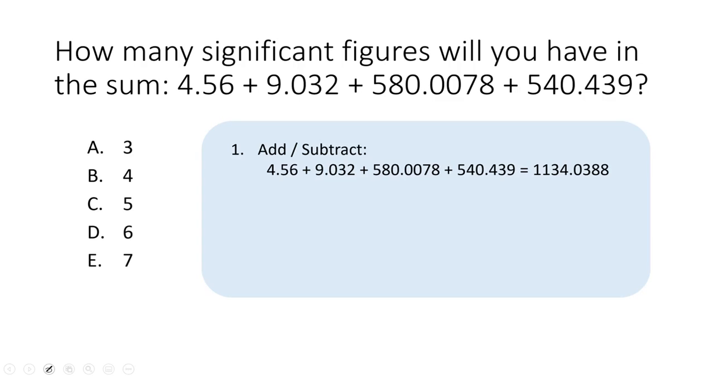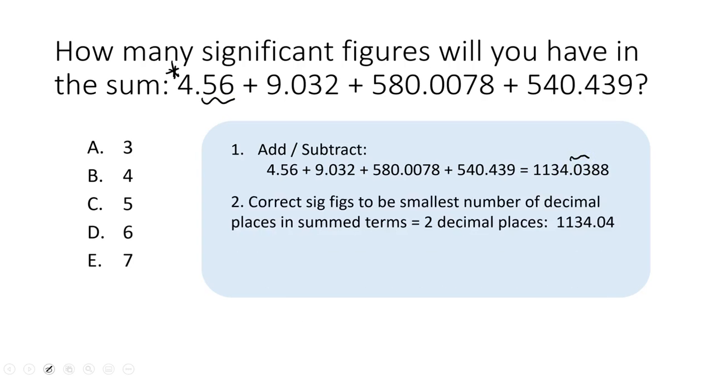So 1,134.0388. All right, and so now I want to round that to the appropriate decimal place. I'm going to do that by looking at the terms in my sum. Which one has the lowest number of decimal places? I would say that's the first term here. I only have 2 decimal places, so I need to round to 2 decimal places here as well. So I would round that to 1,134.04.